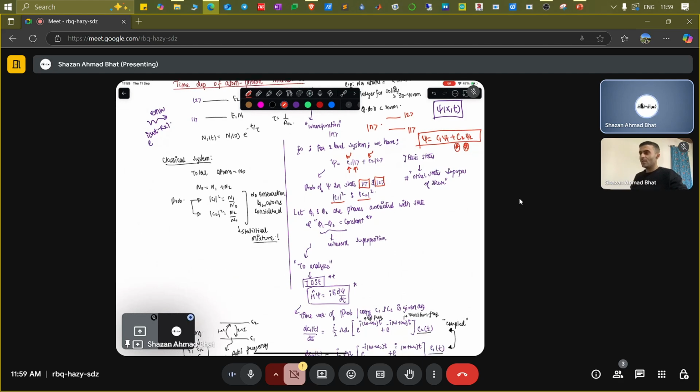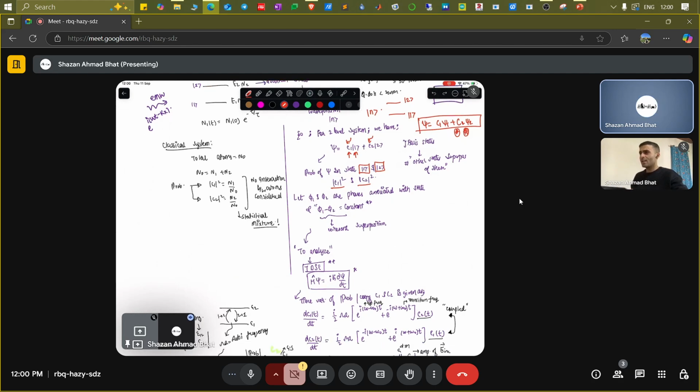So you can find it by other means. If you want to find the probability, you can just multiply that particular state to both sides of this equation, and then you get the C1 square and C2 square. That's just whatever you have studied from elementary quantum mechanics.